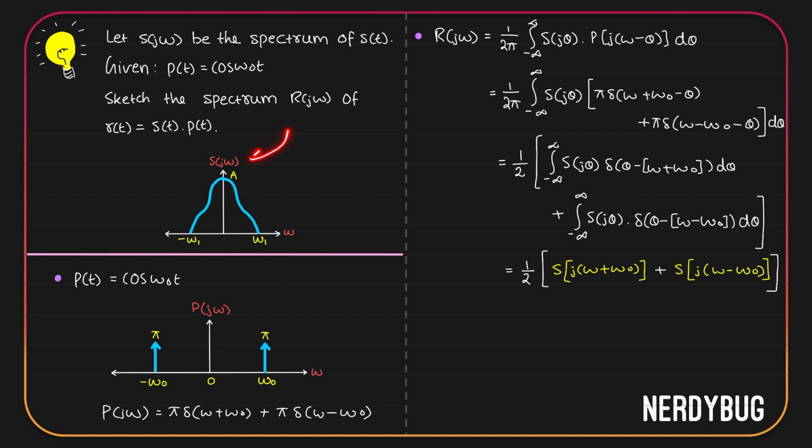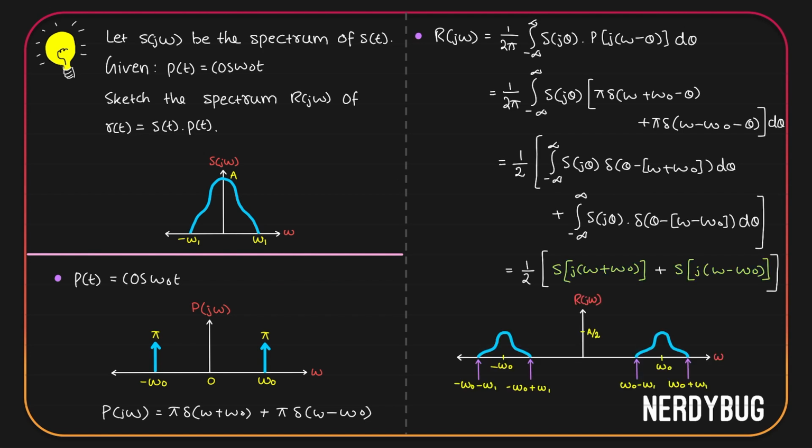Now S of j omega is given over here in the graph. What we have here is S of j into omega plus omega naught. It is just a shifted version of S of j omega. It is shifted omega naught units to the left. Similarly, S of j into omega minus omega naught is again a shifted version. S of j omega is shifted omega naught units towards the right. Another thing that has happened is it is amplitude scaled by a scaling factor 1 by 2. So its magnitude, which is originally a, will now become a by 2. On a graph, this will look like this.